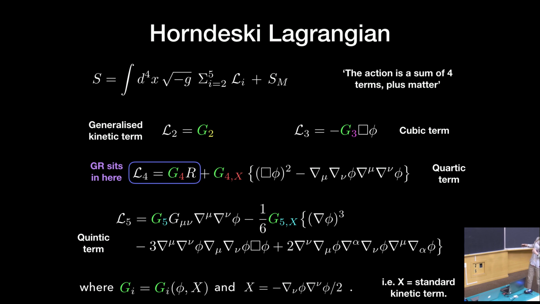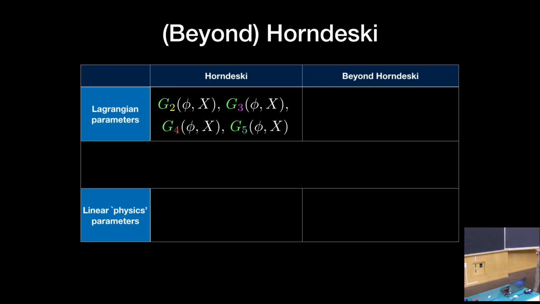Okay, so I know this looks like a bit of a mess. I've tried to help you out with the coloring here. All you really need to focus on is these 4 functions, G2, G3, G4, and G5. Okay, so those, as I said, are the descriptors of Horndeski gravity. They are what you map theories onto, a specification of those functions. I mentioned there was this extension called beyond Horndeski. All you really need to know is that it adds 2 more of those G functions.